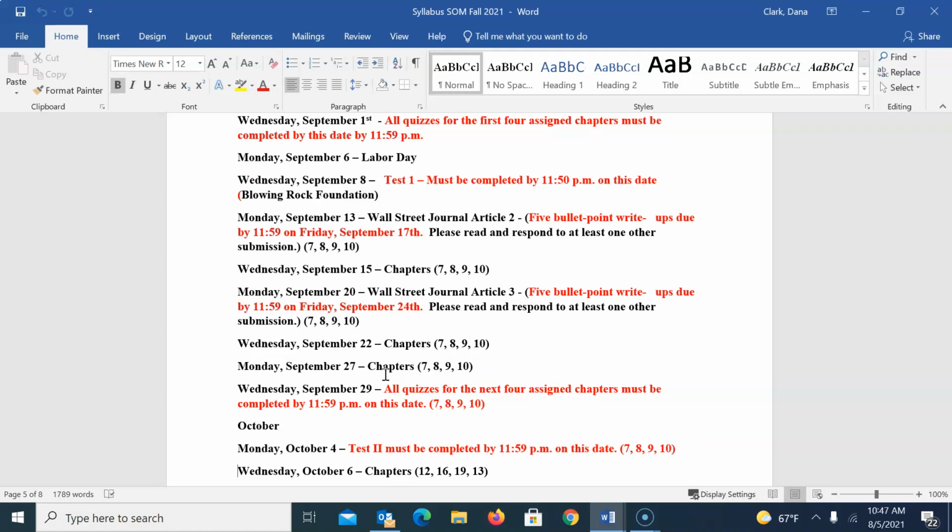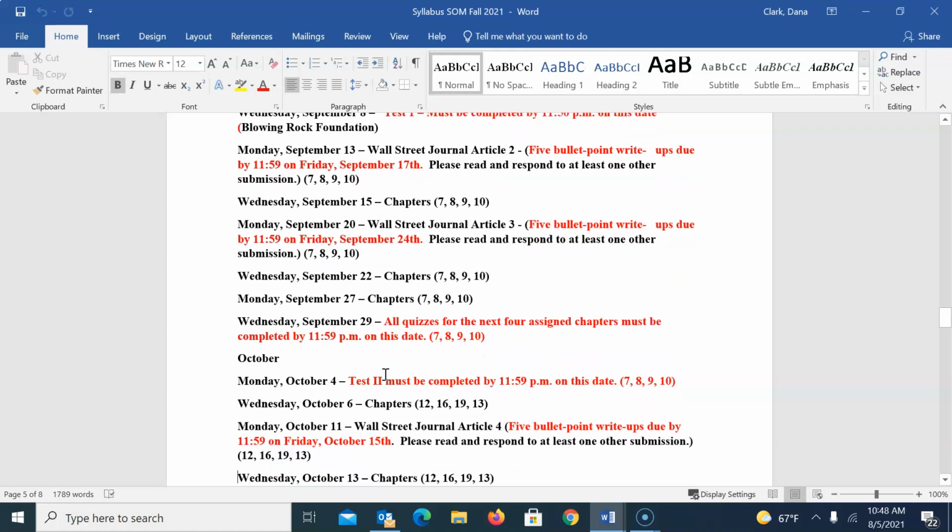Then test 1 must be completed, and you see the date, by 11:59 p.m. on that date. You see that we have various Wall Street Journal articles assigned. If you look at that, we assign them on a Monday, but they're due on Friday at 11:59 p.m. So you have 4 or 5 days to read them, to think about them, and to comment on them. 5 bullet points, all right?